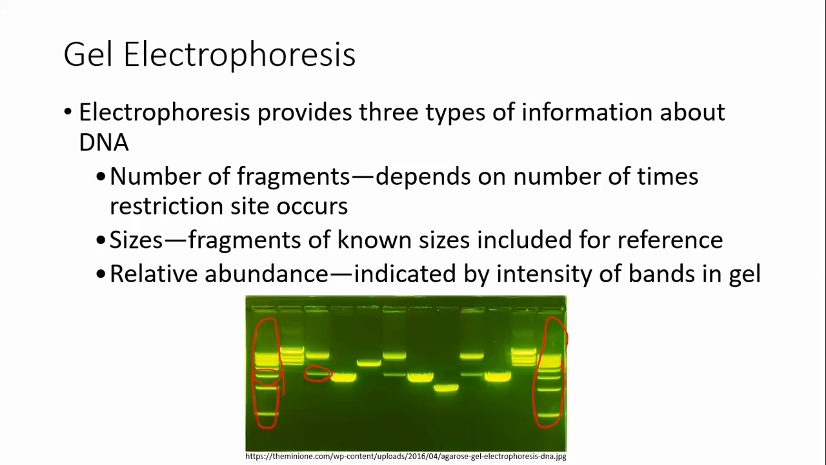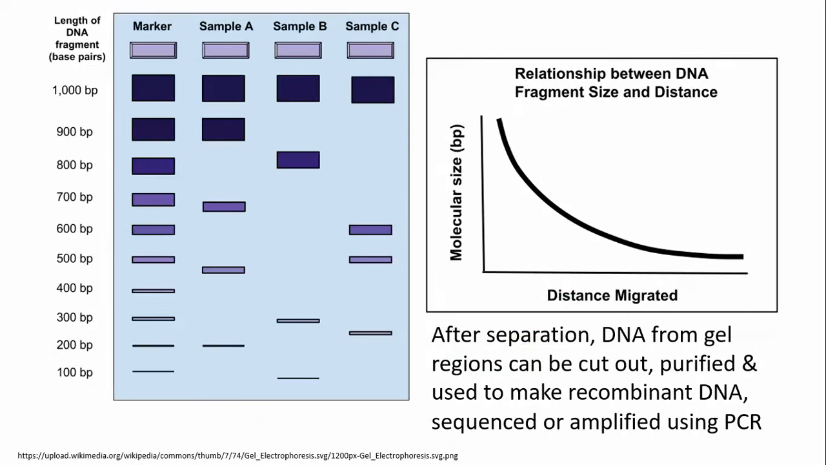And then you'll get an idea of relative abundance. So for example, here you see this very light band. There's not very much of that DNA fragment. However, here you see a very thick band. That means you've got a lot of fragments of that size. So those are the pieces of information you can get.